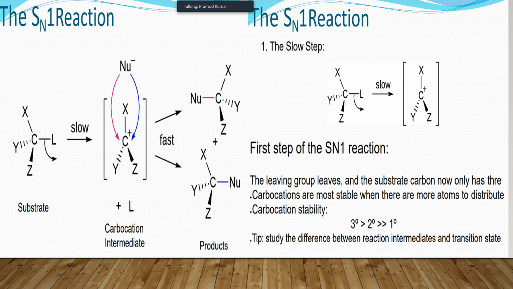The first step is the slow step, the loss of the leaving group to form a carbocation. Among primary, secondary and tertiary carbocations, the tertiary carbocation is more stable than secondary and primary because of the positive inductive effect of the methyl groups, which donate electrons to the carbocation and stabilize it. Anything that stabilizes the carbocation will favor the reaction. That's why the SN1 reaction is more favorable for tertiary carbocation than secondary and primary.